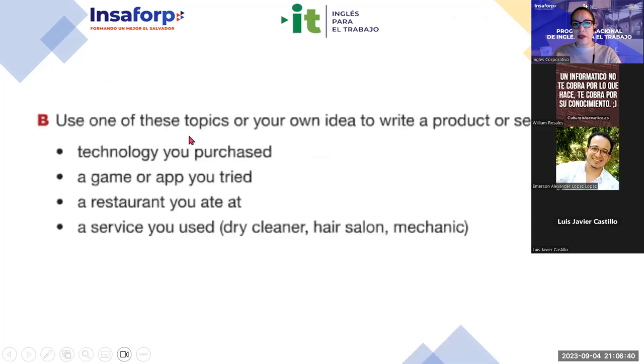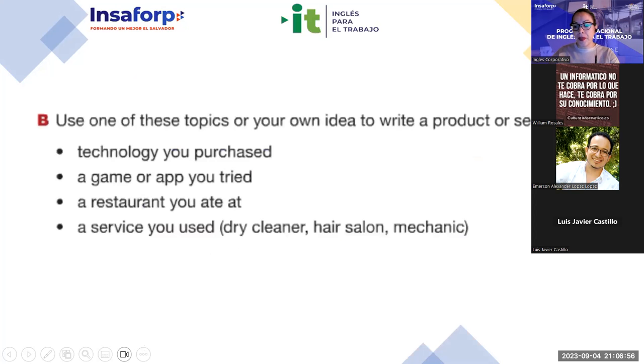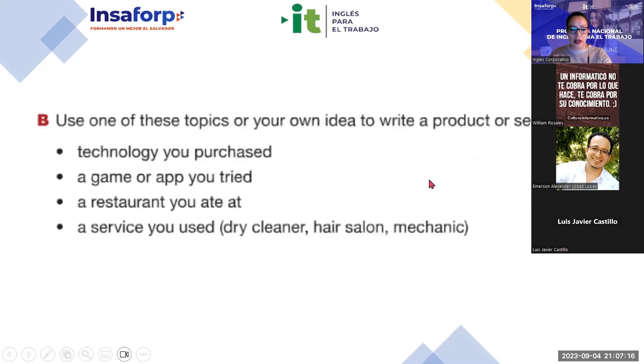Okay, now use one of these topics or your own idea to write a product or service review. We have the example of a product review, which is this app, Organize Me. We have it already here complete. And these are the features. Remember, these are the features that most of the reviews include from number one to six. Three of them are included here in this review. But now it's our turn to do a similar thing using one of these topics, or you can also use your own ideas. It's not necessary to stick to those.